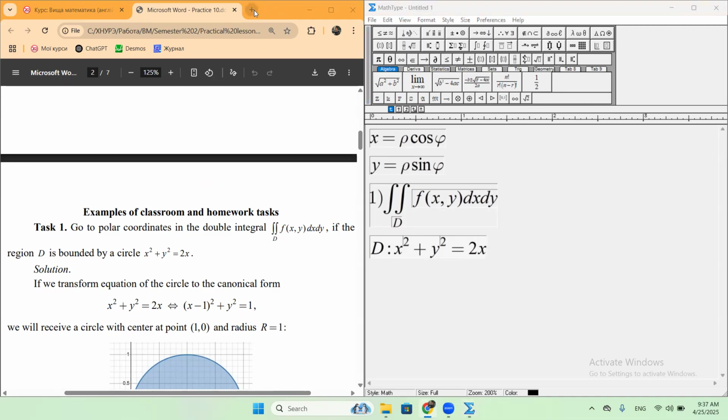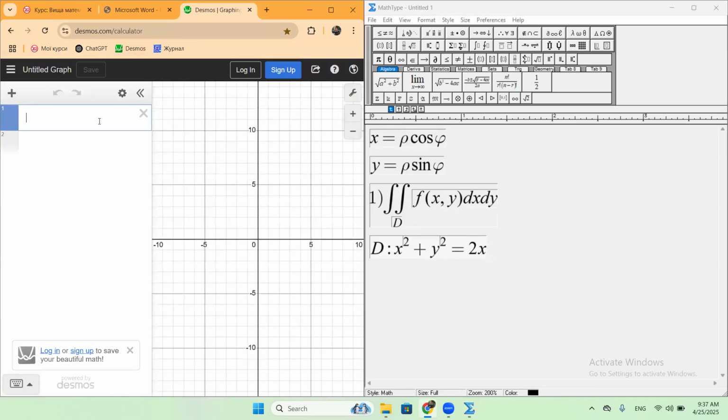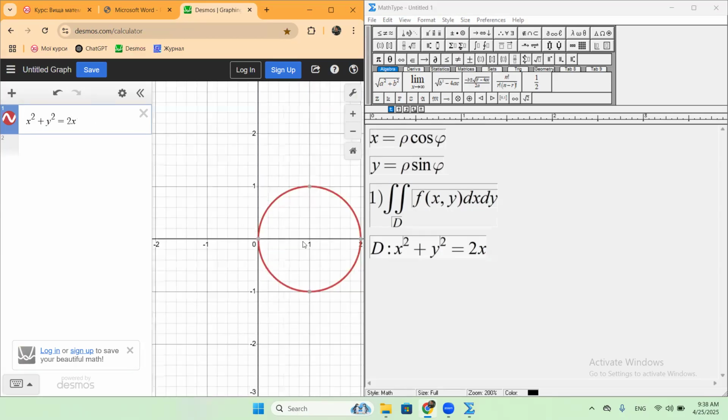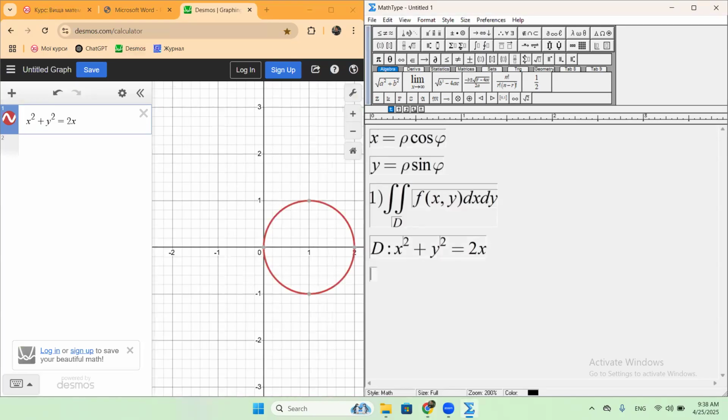Yeah, so this is a circle, but it has its center not in the beginning of coordinates. So x squared plus y squared equals 2x, and the coordinates of the center are 1, 0. So that is how the region actually looks. Okay, now let's move to polar coordinates in this equation of the circle, and see what we will have.